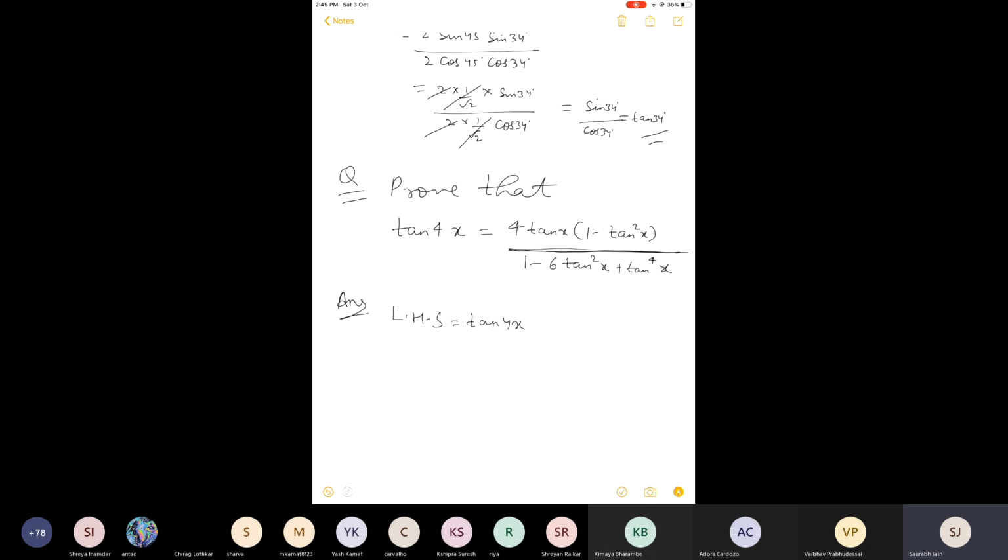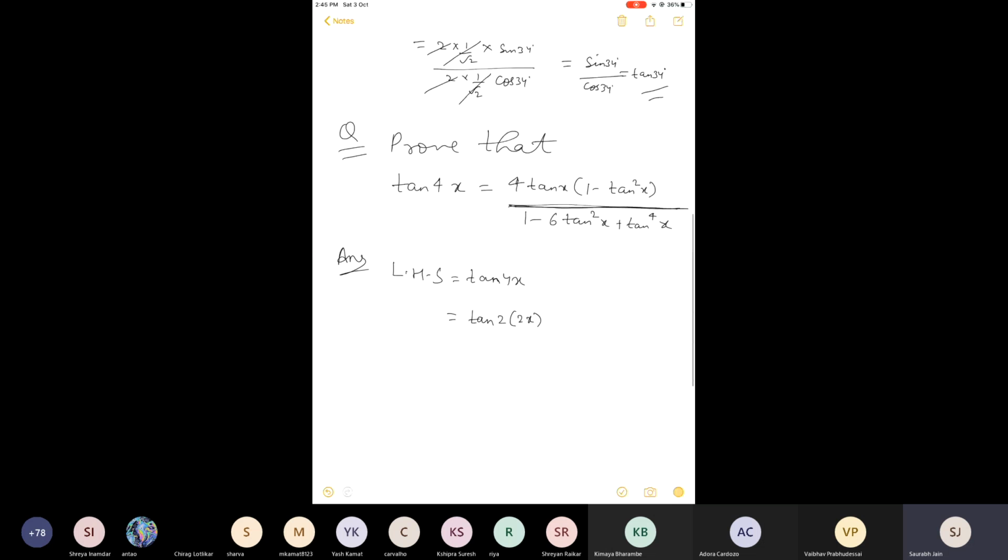So can anyone tell me how we can move from or change this angle from 4x to x? What can be the steps? Can you relate tan to any formula? Yes, please. tan 2 into 2x. Very good. So first of all, I will write 4x as 2 into 2x, and the reason behind it is that I am going to use this formula that tan 2A is 2 tan A upon 1 minus tan square A. So this is an absolutely correct observation.